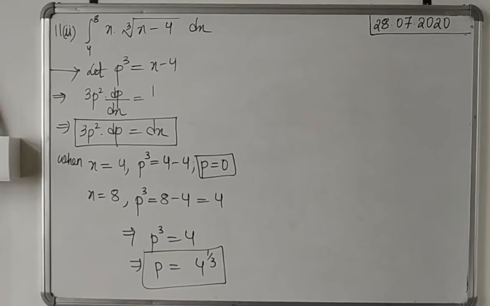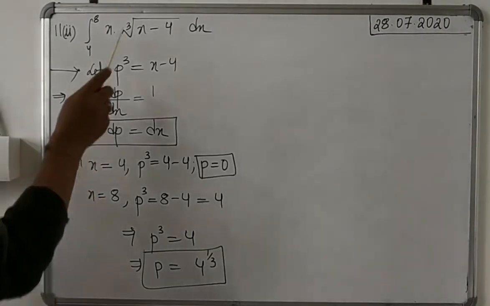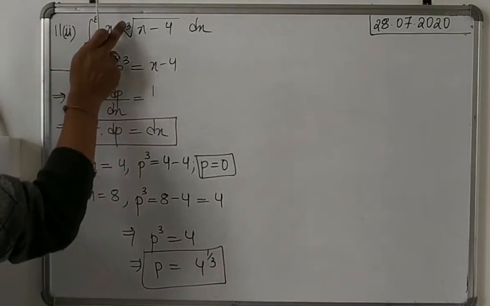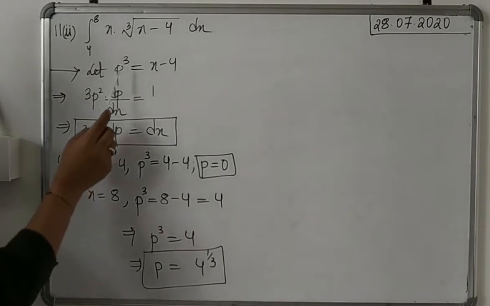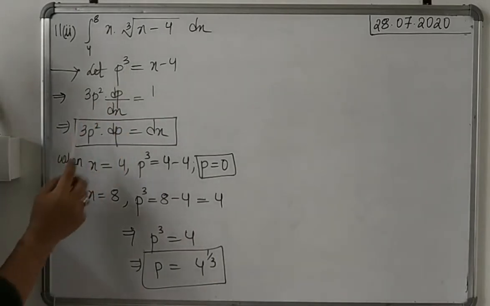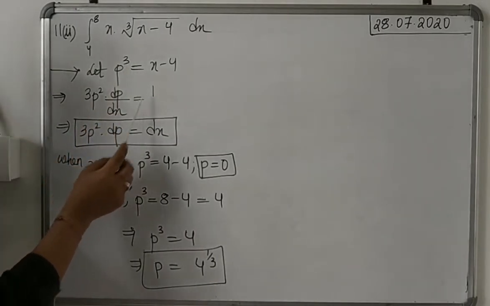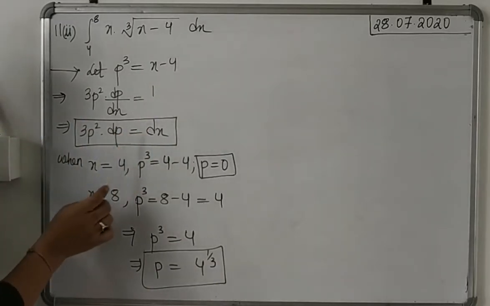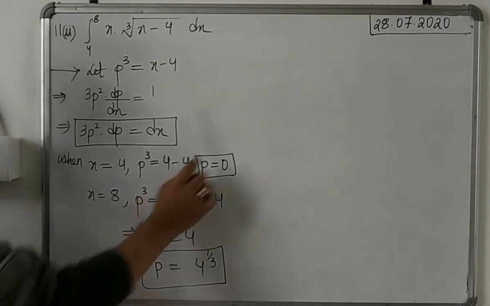Alright, let's proceed. So as I said, when there is a cube root, assume this as p cube. Okay, if there is only square root, then it becomes p square, right? So substitution p cube, differentiation 3p square dp by dx equals to 1. Okay, so cross multiply, you'll get 3p square dp, which is equal to dx. So I hope everyone is clear till here.